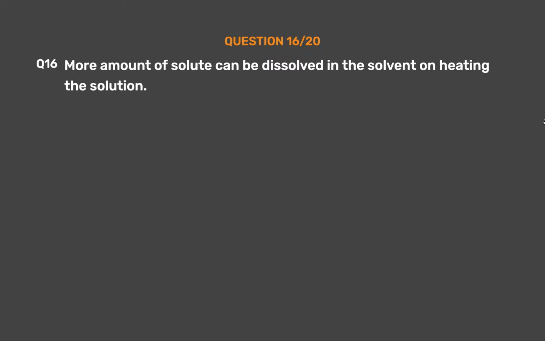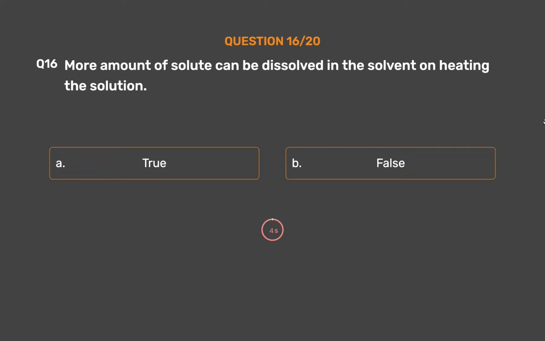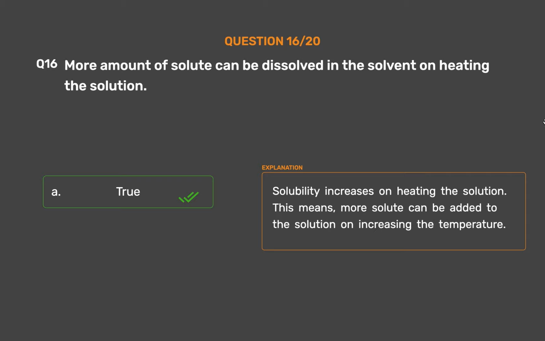Question number 16. More amount of solute can be dissolved in the solvent on heating the solution. Option A. True. Option B. False. The correct answer is Option A. True. Solubility increases on heating the solution. This means more solute can be added to the solution on increasing the temperature.